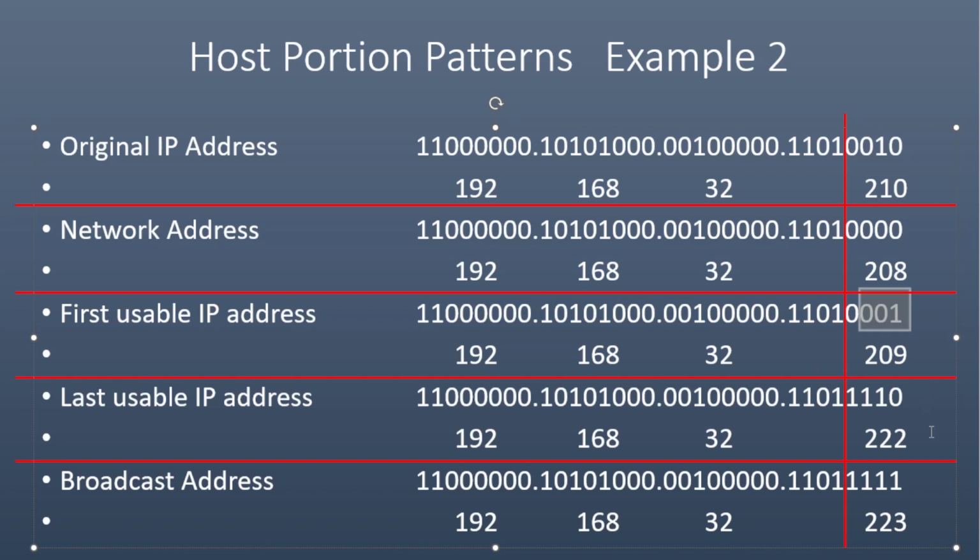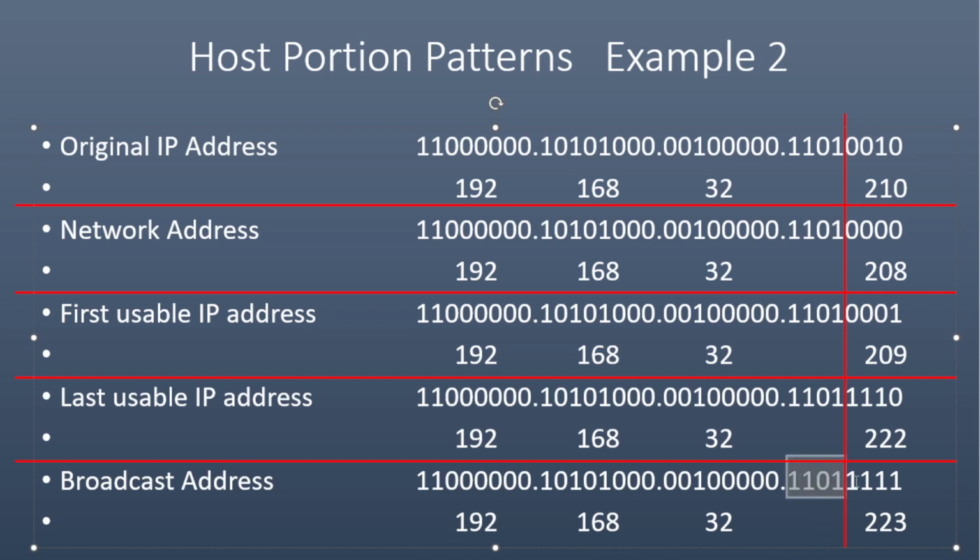Okay. So now to get the last usable IP address, I set the host portion to all ones with a 0 on the end. I leave the beginning part of the fourth octet the same. And then look at the whole thing now and convert that back to decimal, and that gets you 222. And then lastly, set the host portion to all ones and leave the network part of the fourth octet alone.